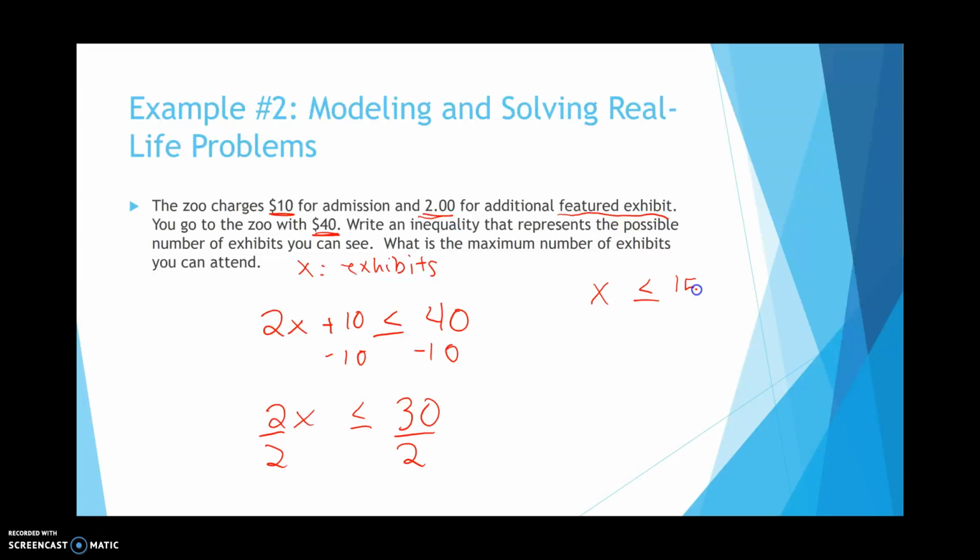So what this means is that the people attending can attend up to 15 different exhibits, if they had that many exhibits at the zoo.